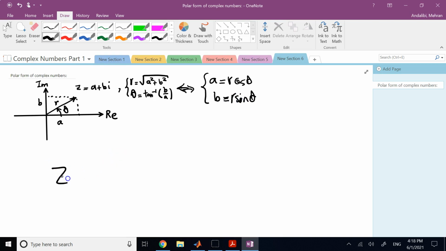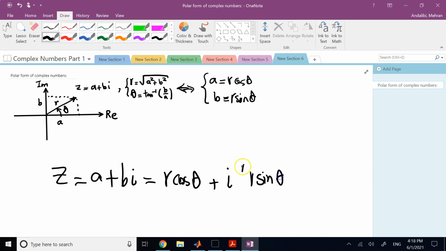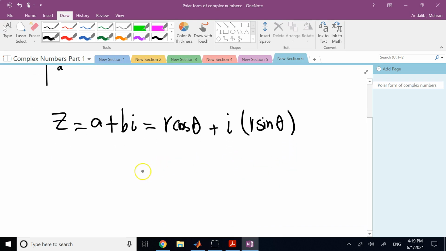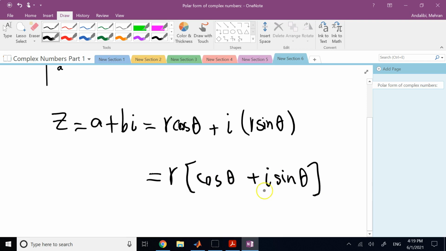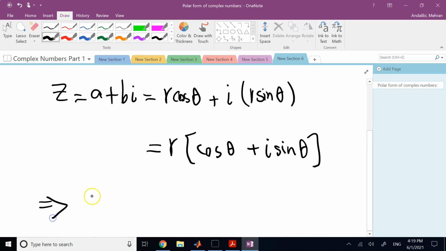So now the complex number z, which was a plus bi, can be written as r cosine theta plus I times r sine theta. And if you factor out r, it's going to be r times cosine theta plus I times sine theta. And guess what this is? Yes, you're right. That is exponential of I theta. So from here, you can also write your complex number as r times exponential of I theta.